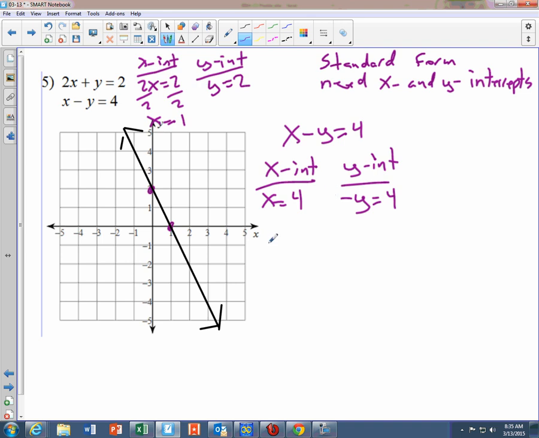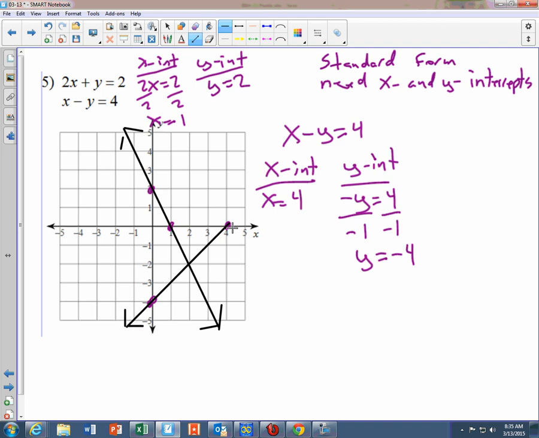Oh, I do. Which one? The y. What do I have to divide both sides by in this? Negative 1. Got to get rid of that negative. So y equals, what's 4 divided by negative 1? Negative 4. So x equals 4: 1, 2, 3, 4. Put a dot. Y equals negative 4, so I go down 4: 1, 2, 3, 4. And draw a line between them, or through them would be a better answer.